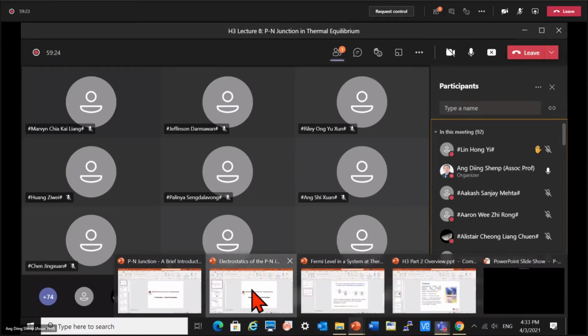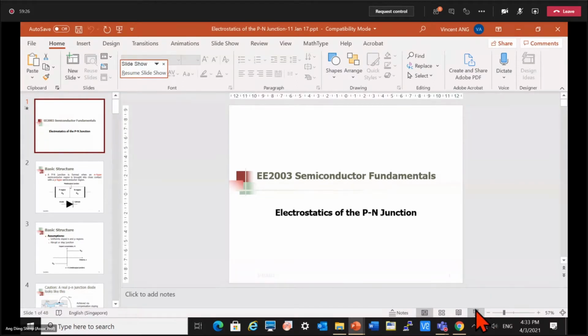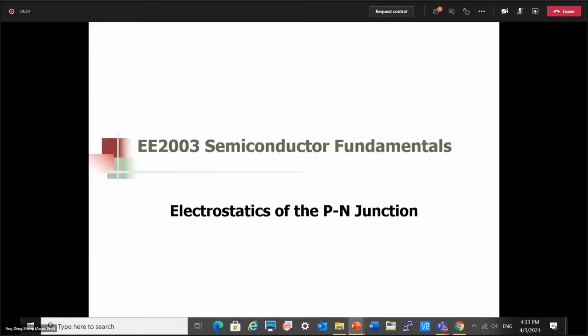Okay, then let me start the chapter on electrostatics of the PN junction. So what do we want to achieve in this chapter? I think you know the meaning behind this word electrostatics. In the study of electrostatics, people are concerned about charges, electric field, and voltage or potential. So when I say electrostatics of the PN junction, we are focusing on the charges at the PN junction, the electric field at the PN junction, and the voltage present at the PN junction.